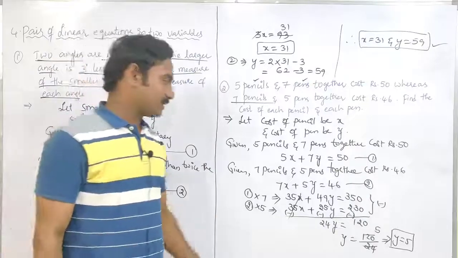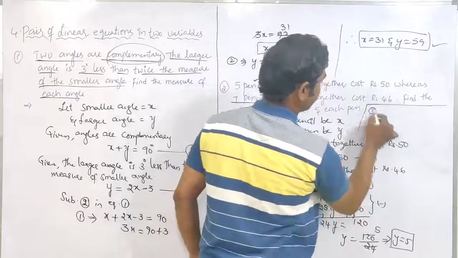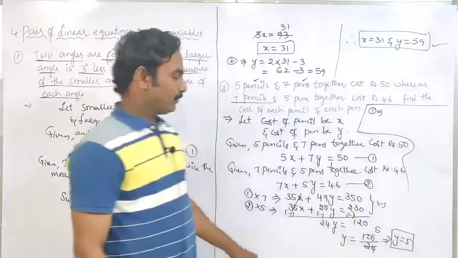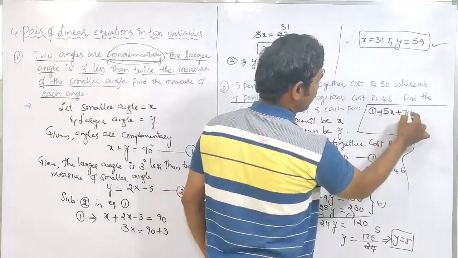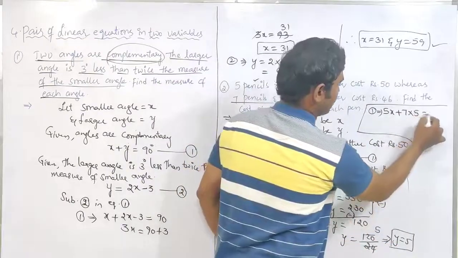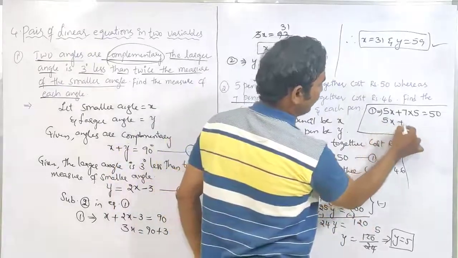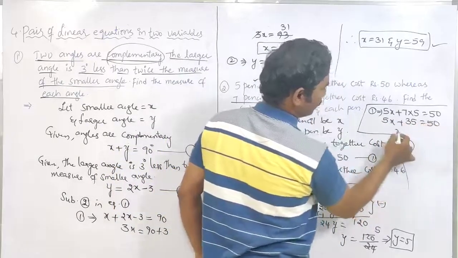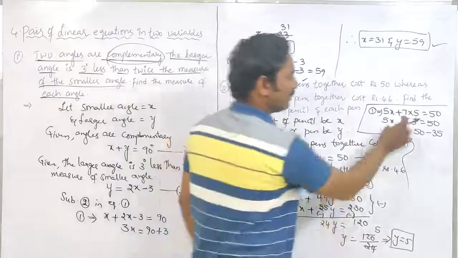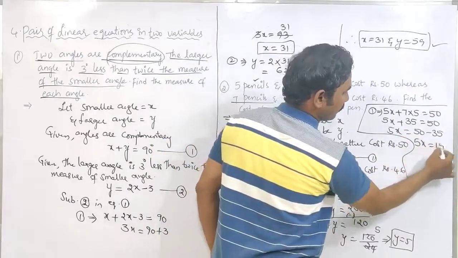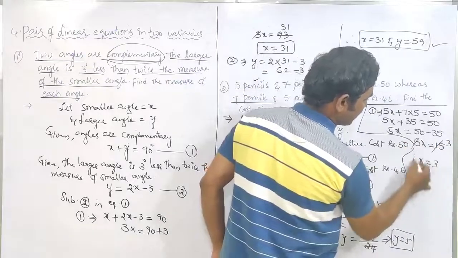So I got y is equal to 5 here. I need to find out the value of x. Let us substitute the value of y in equation 1. So what is the first equation? The first equation is 5x plus 7y is equal to 50. 5x plus 7 into y is equal to 50. 5x plus 7 5s are 35. So 5x is equal to 50 minus 35, since plus 35 becomes minus 35 when it goes to the right hand side. 5x is equal to 15. So 5 1s are 5, 3s get cancelled. x is equal to 3.